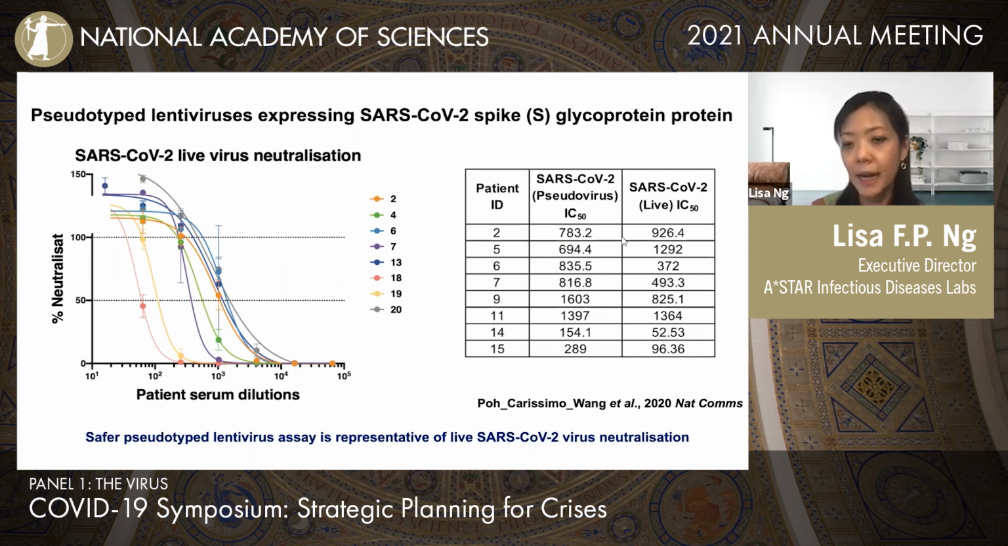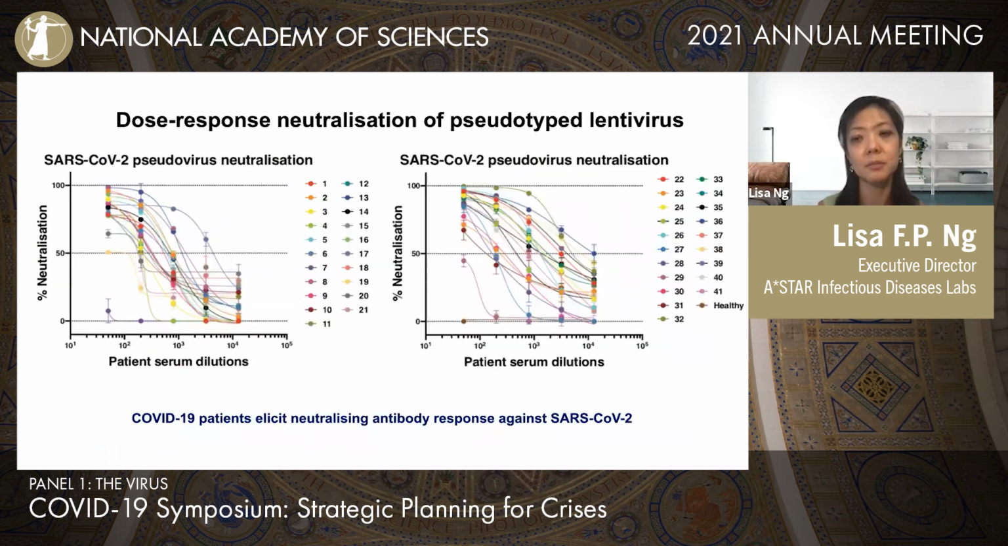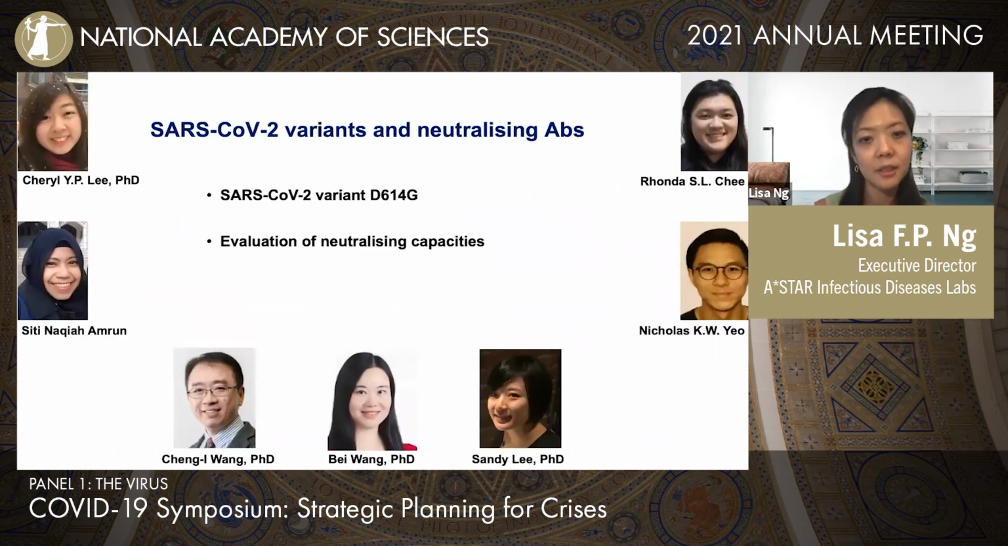And when we compared the IC50 values with that of the pseudotype virus, you could see that it's a very close comparison. And that enabled the characterization of the patient's materials in a much more efficient way, handling it in a BSL-2 plus condition. And you could see from here that all COVID-19 patients actually elicited neutralizing antibody responses against the virus.